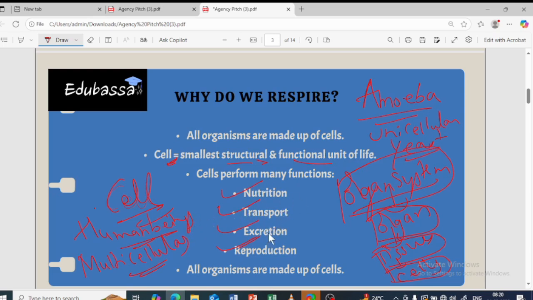What is excretion? Excretion is nothing but the waste products. The waste products, it has to reach to where? It has to reach to the what? Kidney. It has to be removed out from our body, right? So that is excretion. Reproduction is giving birth to young ones, and all of these functions are performed by what? The cells. Okay, clear?